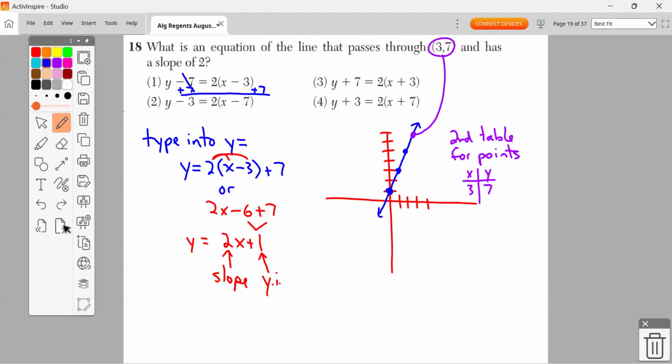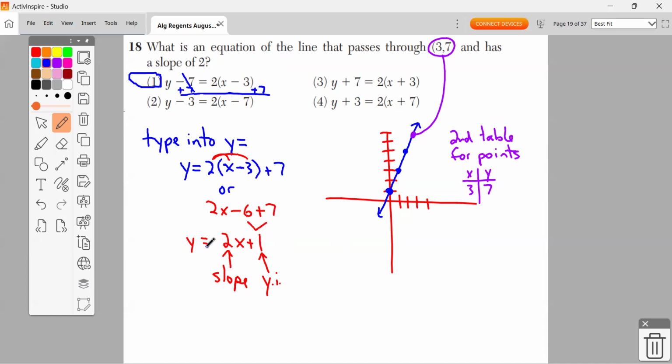In question number 18, what is the equation of a line that passes through that point and has a slope of +2? Well, when we take choice number 1 here, which is the correct answer, I didn't circle it, we want to get it equal to y. So add 7, add 7. We now have 2 times x minus 3 plus 7. I want to get rid of those parentheses. So distribute, distribute, and then add together my like terms here.